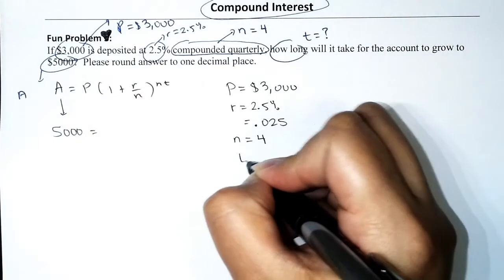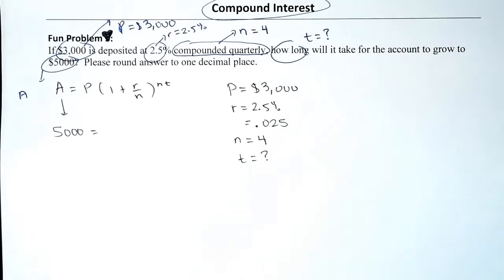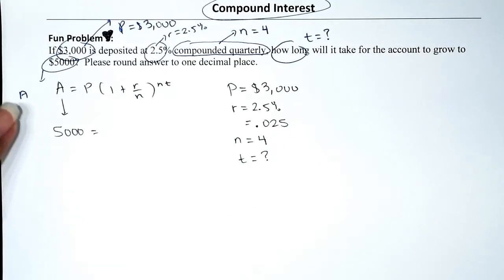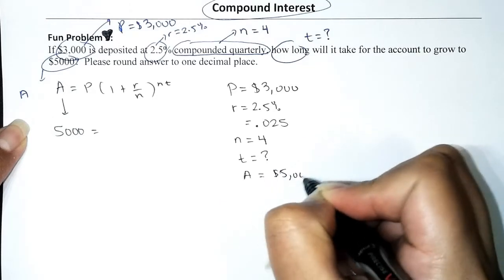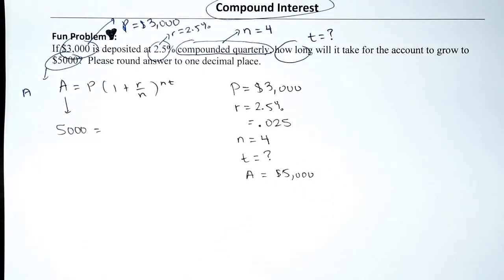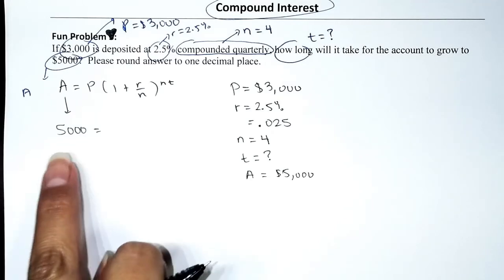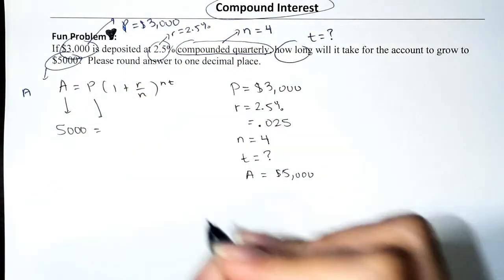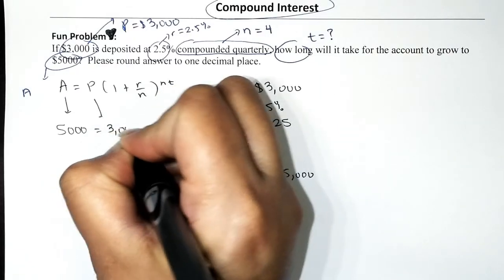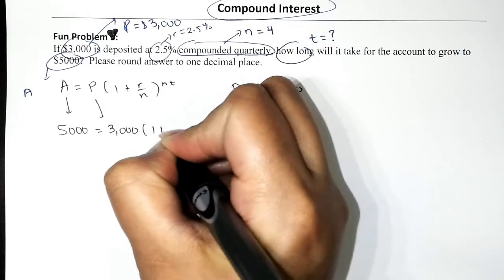How long? What is the time? How long will it take for the account to grow to $5,000? So the final amount should be $5,000. Sometimes I get a little bit excited and go straight to crunching it in, but then remember, we want a solution manual, not an answer key. So we want to write down everything. So we have that the final amount is $5 grand. The principal is $3,000 times 1 plus r.